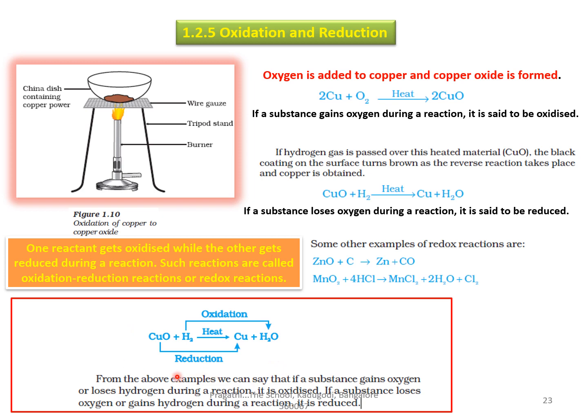See here, it is a redox reaction. How? Because the same example has been taken here: copper oxide plus hydrogen under heat. So it becomes copper, and oxygen is getting removed from it. But for hydrogen, what is happening? Hydrogen is gaining oxygen, so it is an oxidation reaction. Copper is losing oxygen, so it is a reduction reaction.